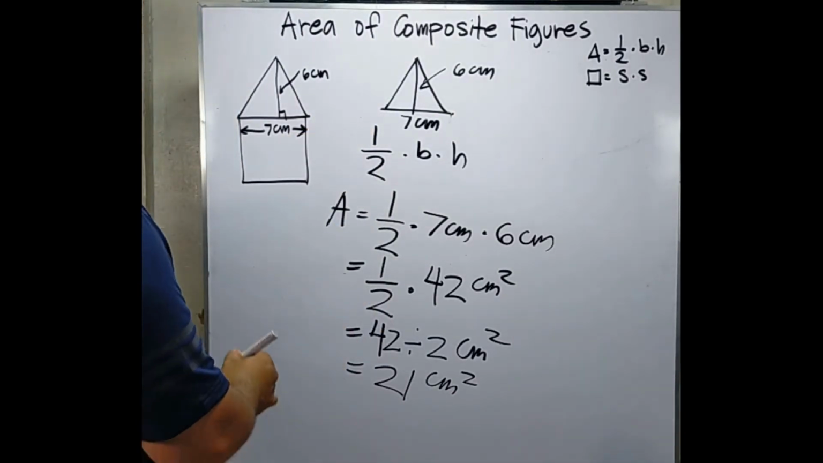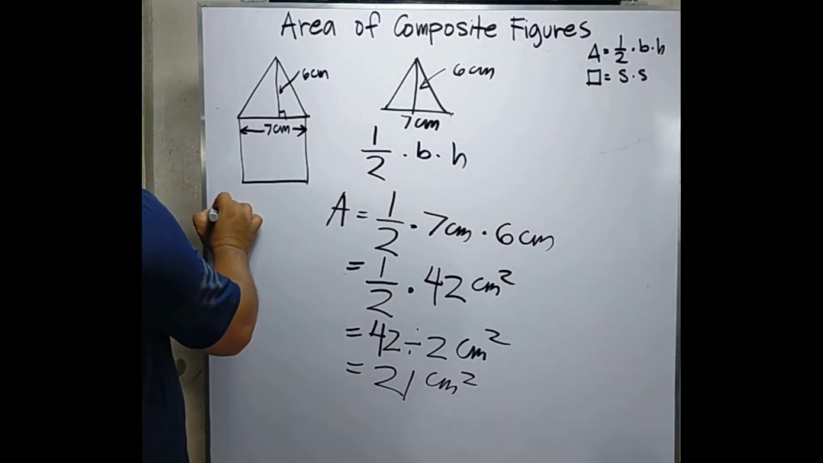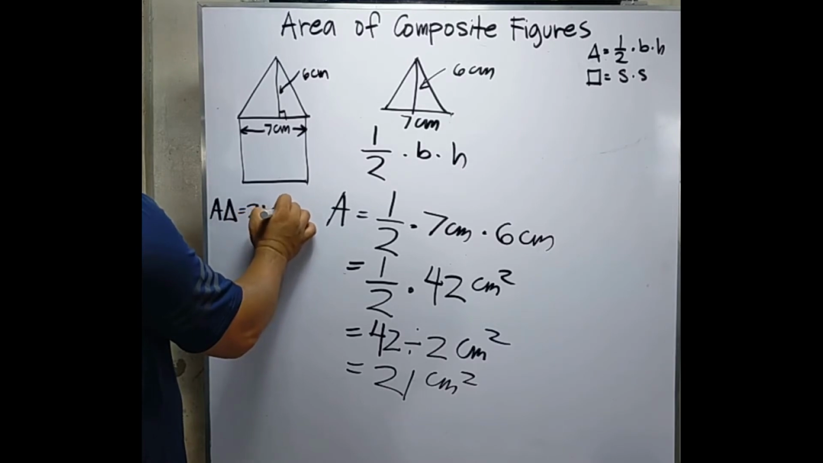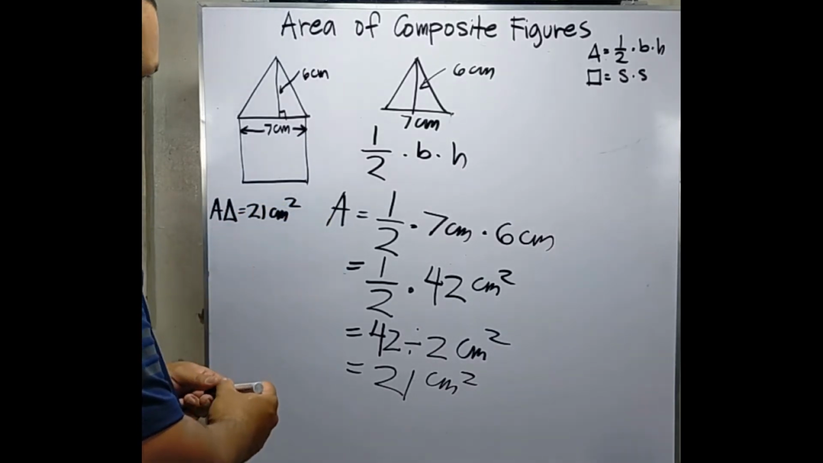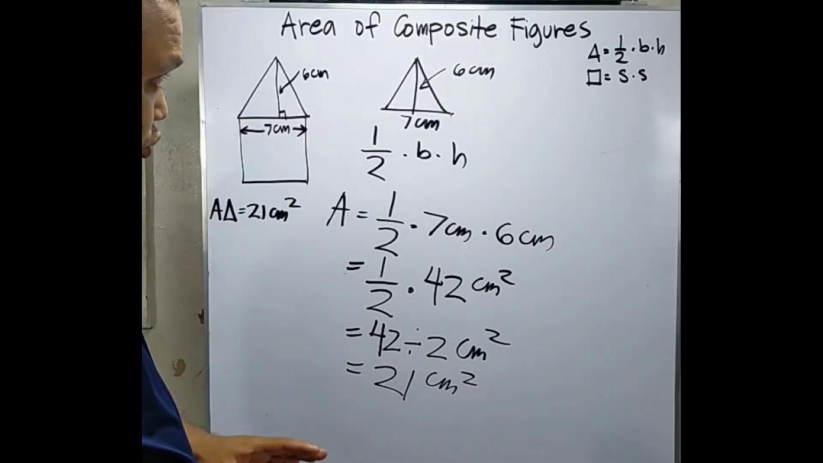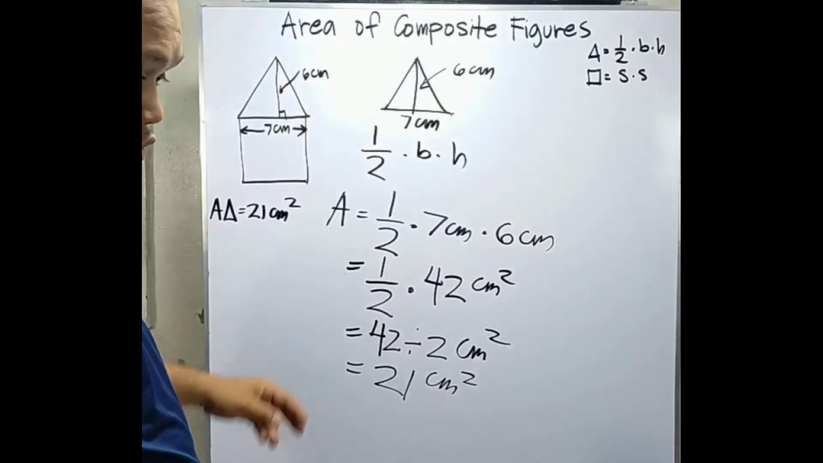So the area of the triangle is equal to 21 centimeters squared. That's for the triangle only. Next, we need to find the area of the square.